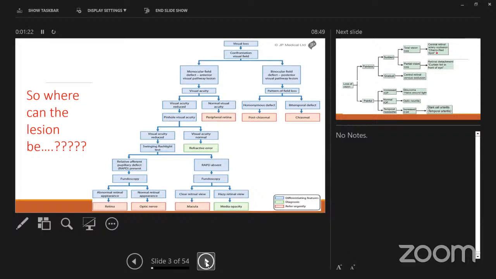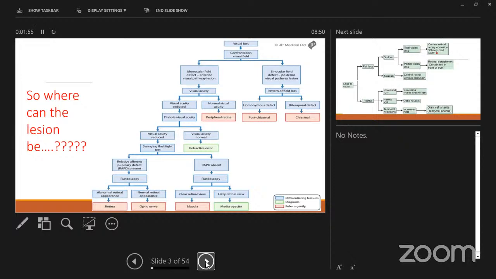Whenever a patient with vision loss comes, the first basic test we can do is confrontational visual field. If there is a monocular field defect, then mostly the anterior visual pathway is involved. If there is a binocular field defect, then the posterior visual pathway is involved. According to the pattern of field loss, whether it is homonymous or bitemporal, we can localize the lesion to either post-chiasmal or chiasmal. If it is a monocular field defect with normal visual acuity, then we have to suspect that the lesion is somewhere in the peripheral retina.